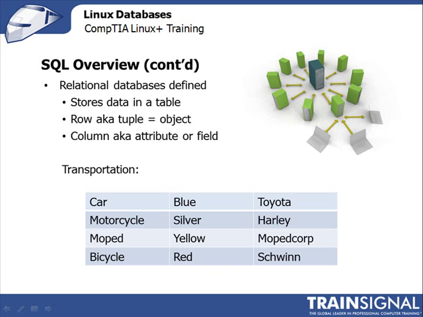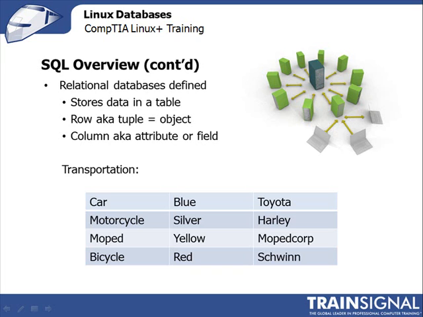Take the example table on the screen that I call transportation. It contains 4 records. The first column represents the mode of transportation, and we have car, motorcycle, moped, and bicycle. The second column is for color, while the third is for manufacturer. So the first row contains a record for a car that is blue and is made by Toyota. Now this is a very simple example just to illustrate the basic concept. We'll build another table shortly.